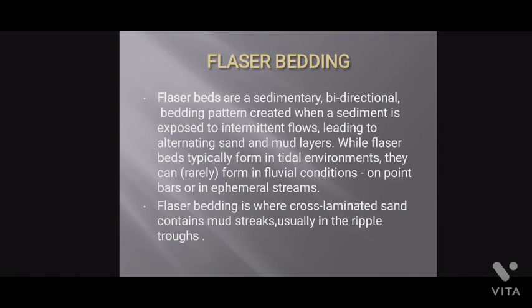Now we discuss flaser, lenticular and wavy bedding. These are typical structures of intertidal environment. Flaser bedding is a type of ripple bedding in which thin streaks of mud occur between sets of cross-laminated or ripple-laminated sandy or silty sediment. Mud is concentrated mainly in ripple troughs but may also partly cover the crests.